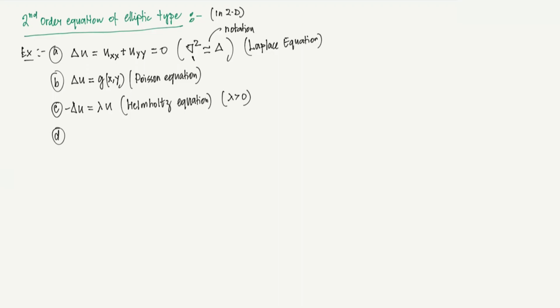Of course, this equation has a time dependent variable in the original equation, but I am just writing it in the steady state. Steady state means basically after some time the system stabilizes and becomes independent of time. So that equation, what is it? It is called the Schrodinger equation.